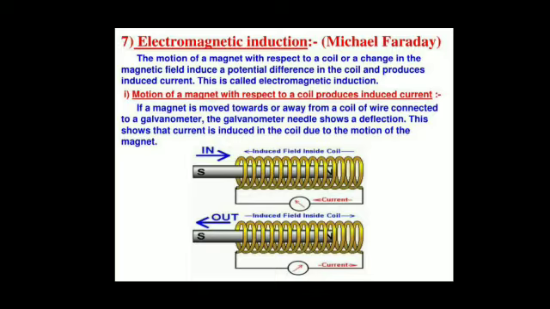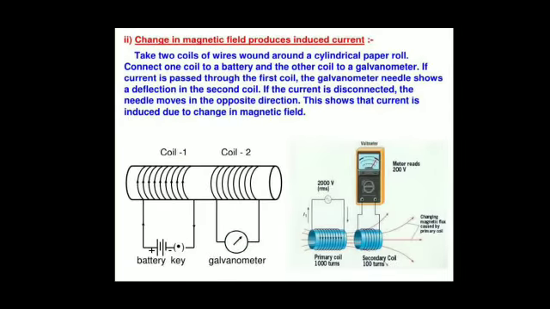First, motion of a magnet with respect to a coil produces induced current. If a magnet is moved towards or away from a coil of wire connected to a galvanometer, the galvanometer needle shows a deflection. This shows that current is induced in the coil due to the motion of the magnet.